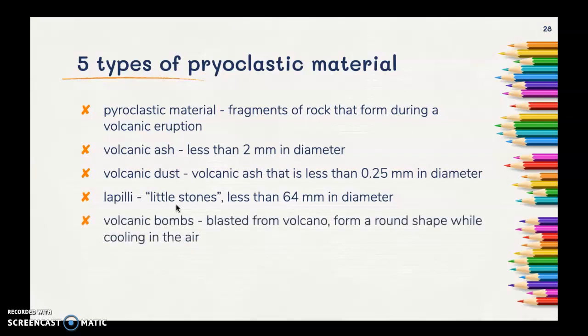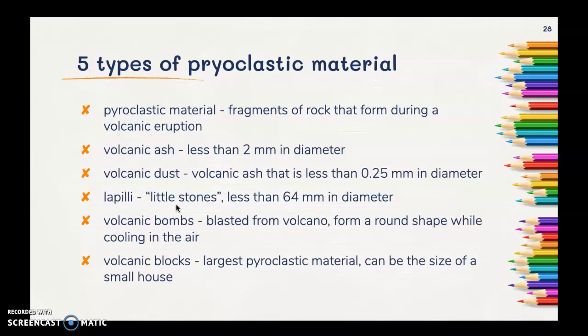Volcanic bombs are blasted from a volcano. They are actually molten while they're traveling through the air. And so they form kind of a round shape, or sometimes they call it a spindle shape, torpedo shape, while they're cooling in the air, and then they land. And then the biggest ones of all are volcanic blocks. These can be the size of a small house. So they're getting blasted out into the sky. Obviously a lot of energy behind that eruption. Something that's pushing that kind of thing out would probably have felsic lava. It would cause an explosive eruption.